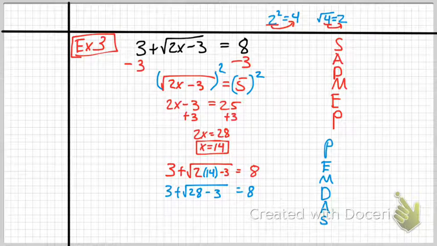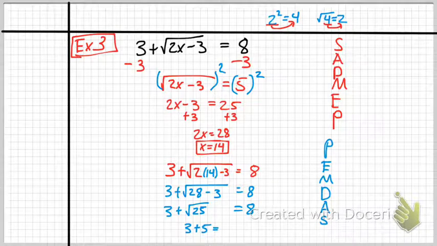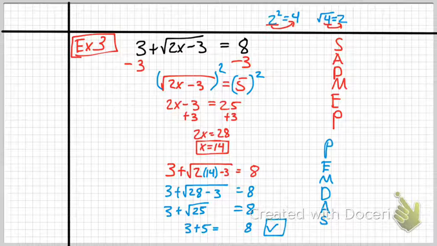And then 28 minus 3, that's going to be 25. So this is the square root of 25. And then 3 plus the square root of 25 is equal to 8, but the square root of 25 is just 5. So you have 3 plus 5 is equal to 8. And we see that this is true, so we are happy.